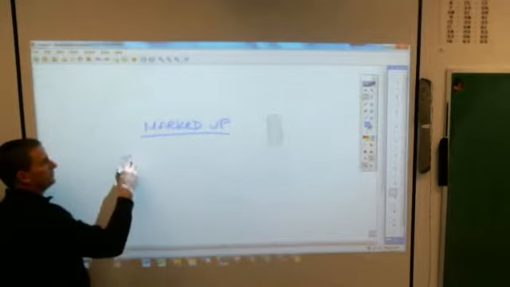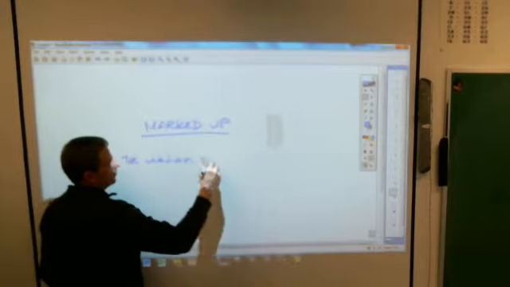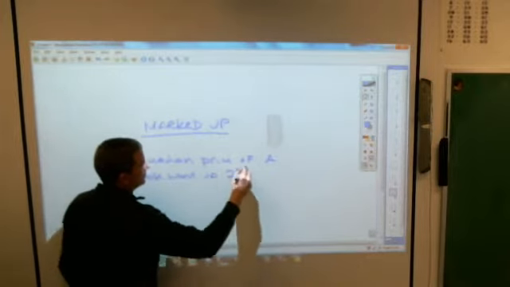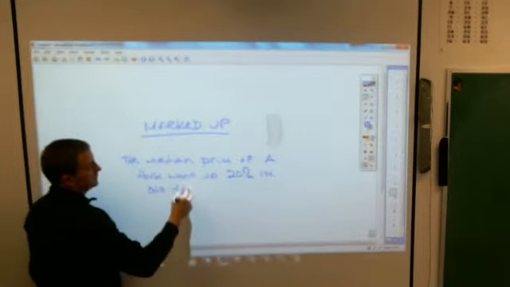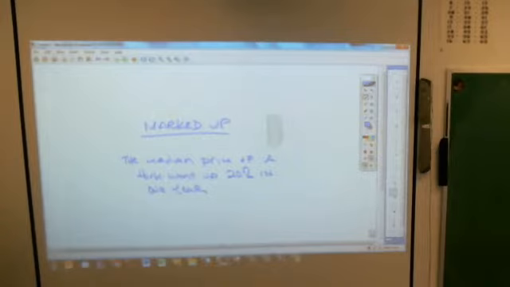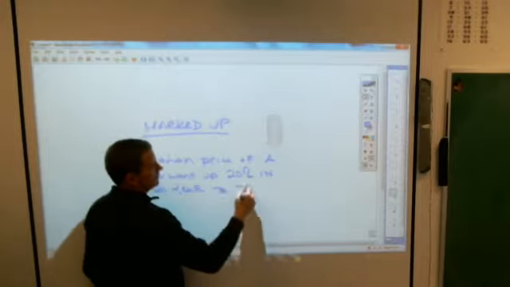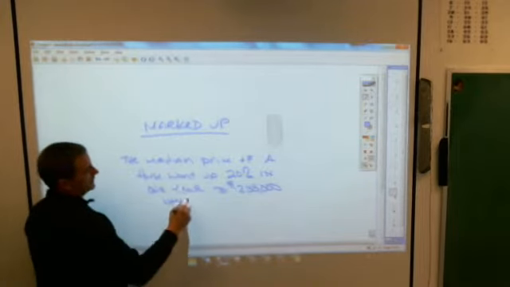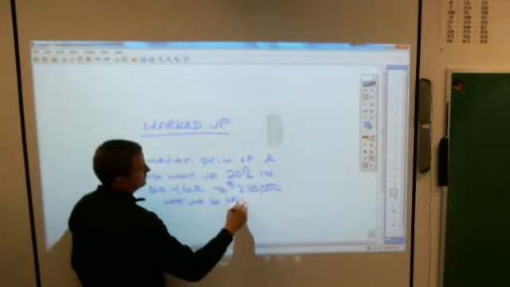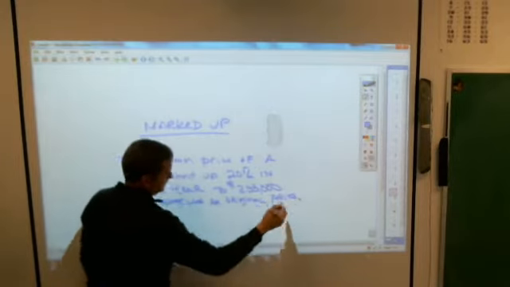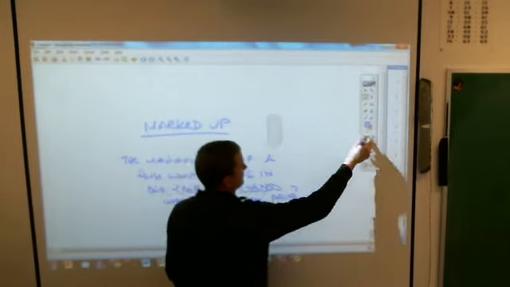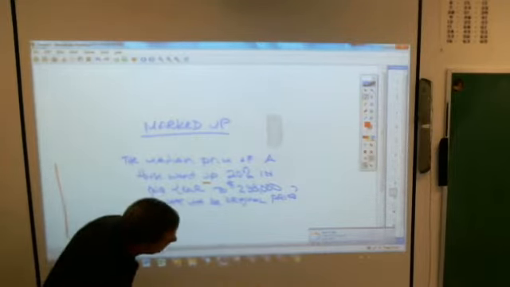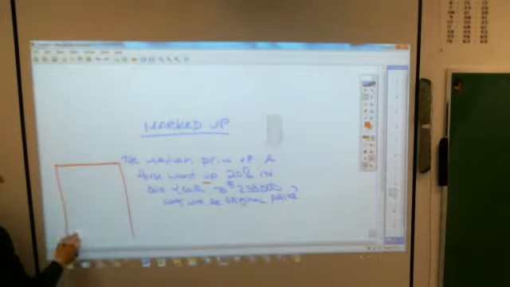Well, here's another one. This one comes out of the book. The median price of a house went up 20% in 1 year to $288,000. What was the original price of the house? Okay, so as you look at this, is the percent going up or going down? Obviously, it went up.